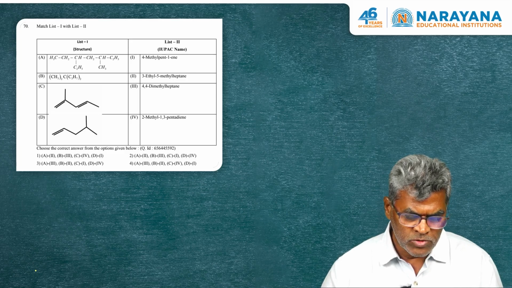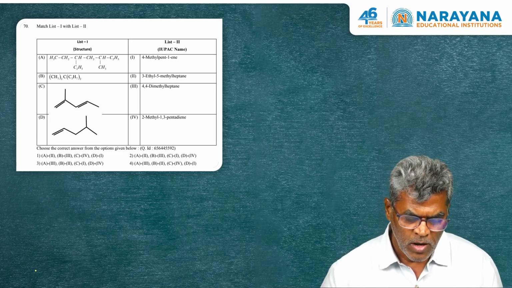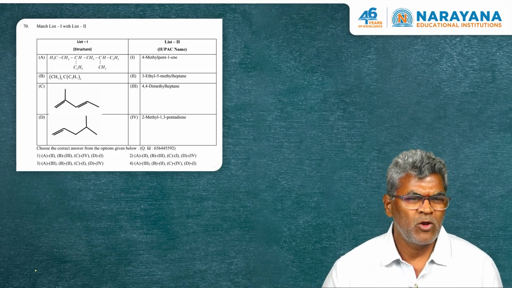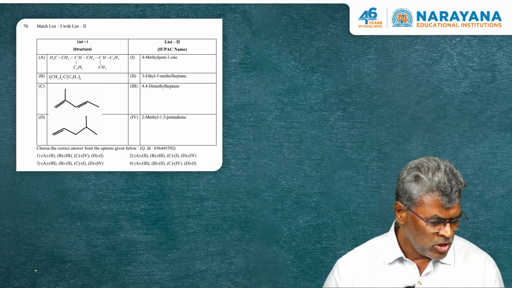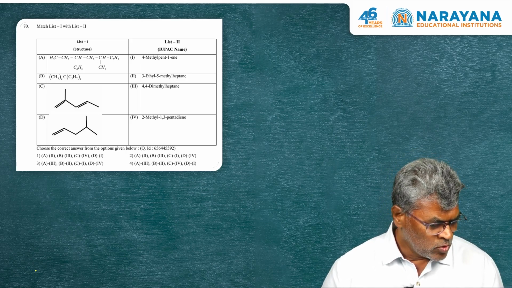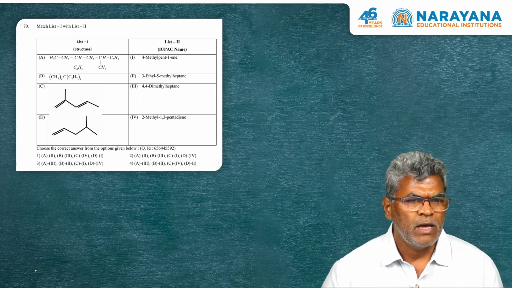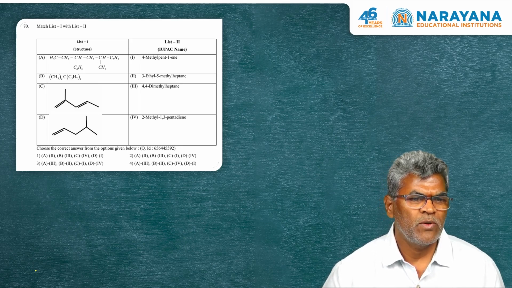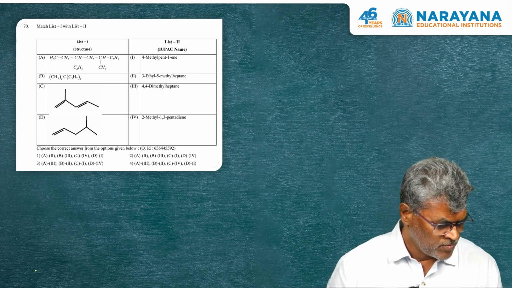70th question, that is IUPAC nomenclature, well known concept it is, right. You can give. So, it will be A, it will be 2 and B, it will be 3. So, overall it will be first option it comes, all IUPAC nomenclature, right. 71.